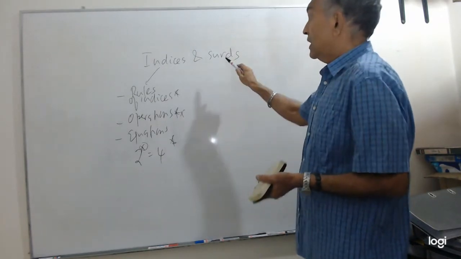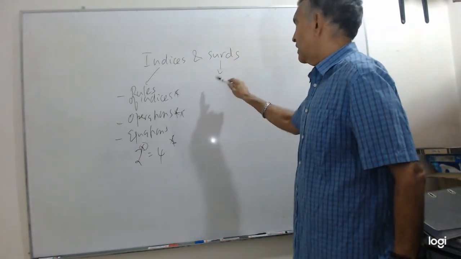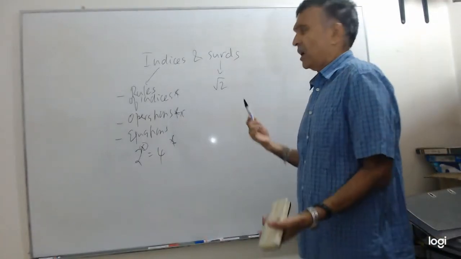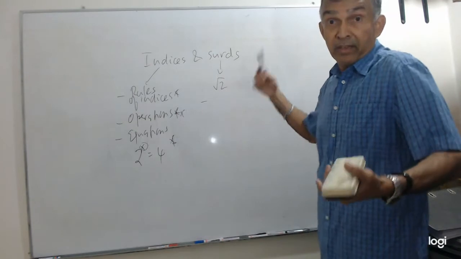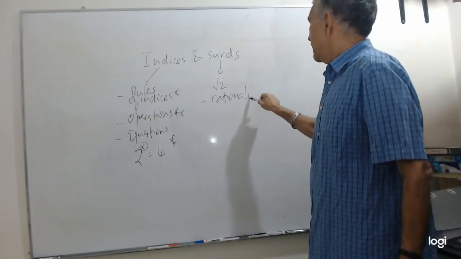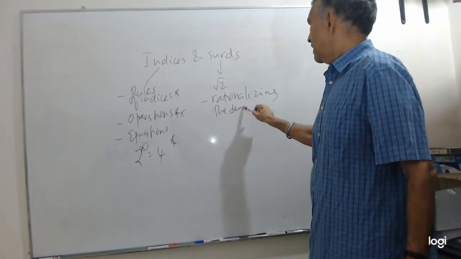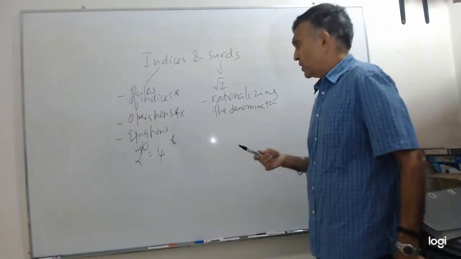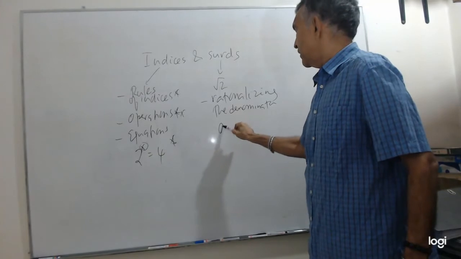And then we have surds. Under surds, I will take you through basically what surds are. This is how we write an example of a surd, and then we will talk about the main thing, which will be rationalizing the denominator. It's not a big deal. When you rationalize the denominator, basically you are using the idea of the difference of squares.